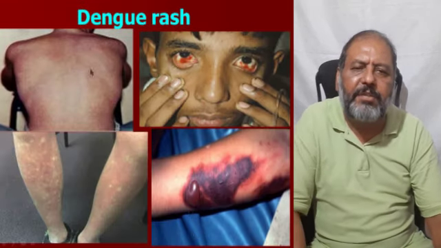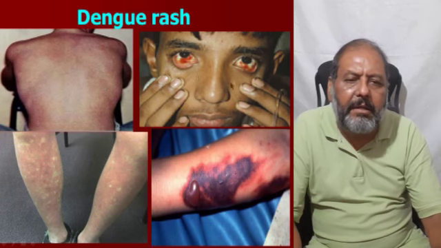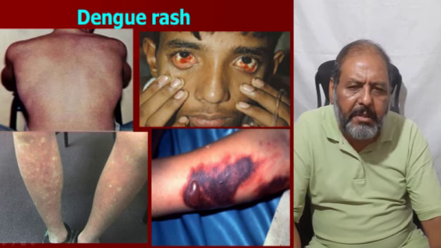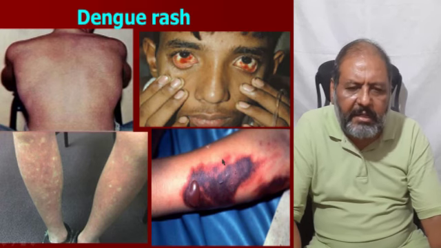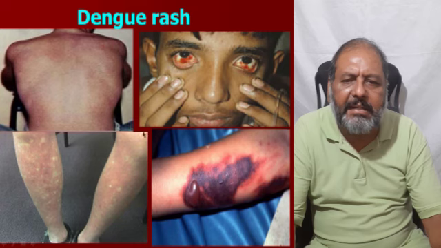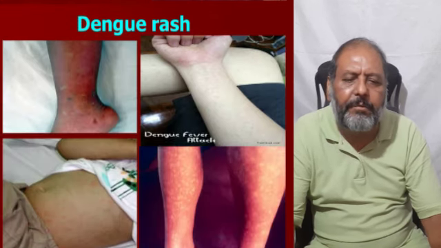So here one can see the dengue rash on the back, on the legs, on the eye, the subconjunctival bleeding, and ecchymosis on the arms or the legs. These are all dengue rashes which are seen in dengue hemorrhagic fever.